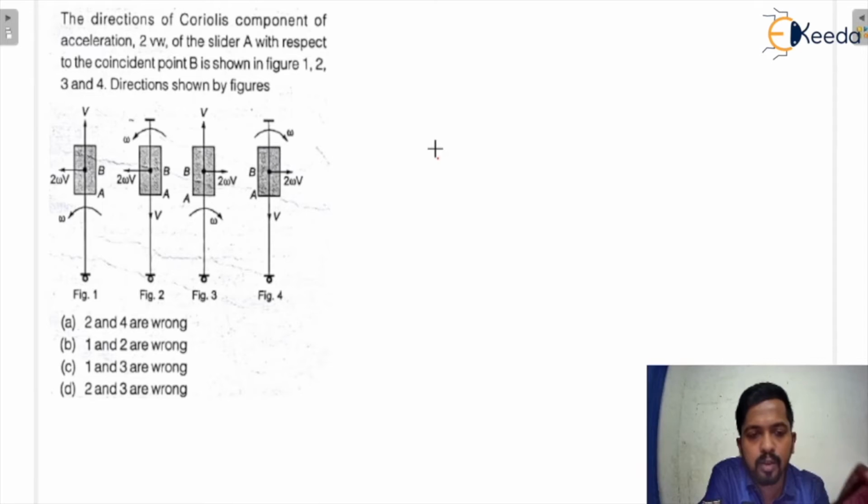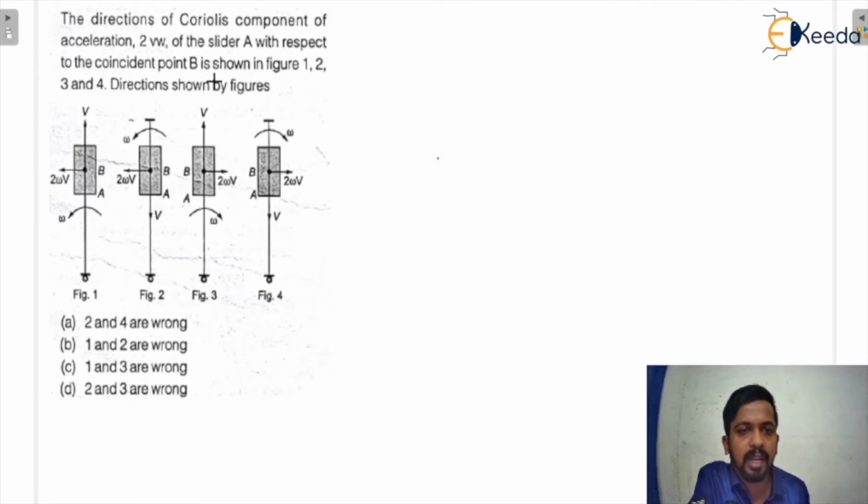So I have taken an important, slightly conceptual example in which four figures are given. Then you will be able to understand how to determine the direction of the Coriolis component. In the question there are four figures, and you have to tell which one is wrong. Among the four options, you have to pick one answer. Now we have to see the diagrams one by one and check whether the direction of the Coriolis acceleration is correct or wrong.